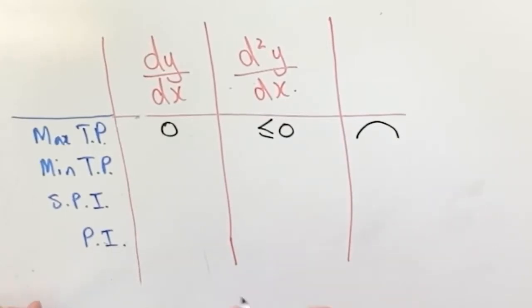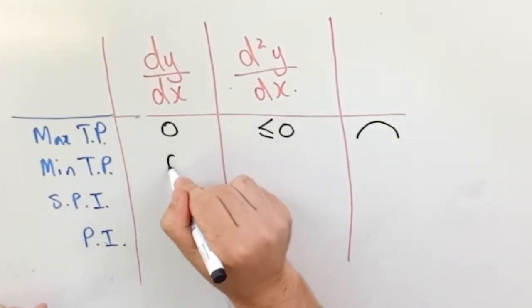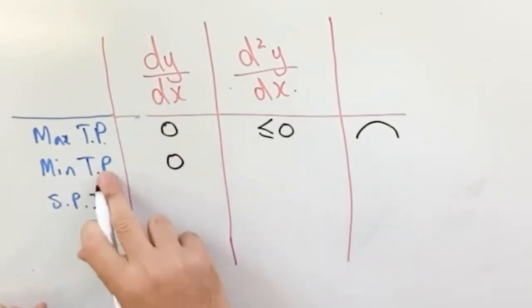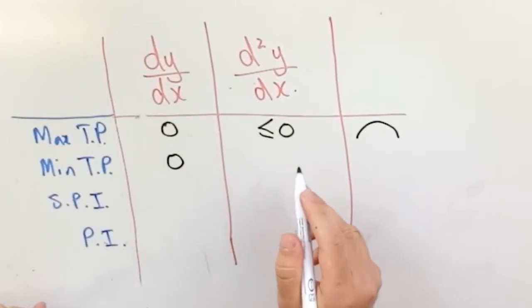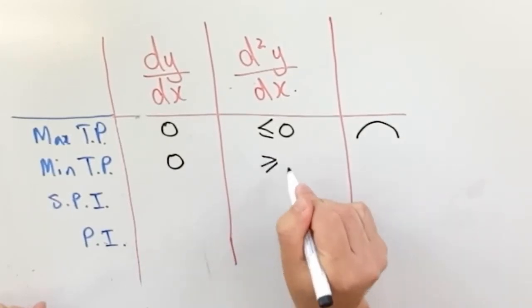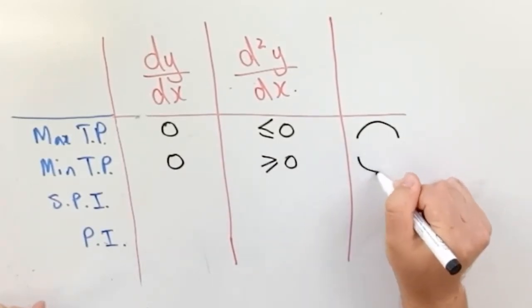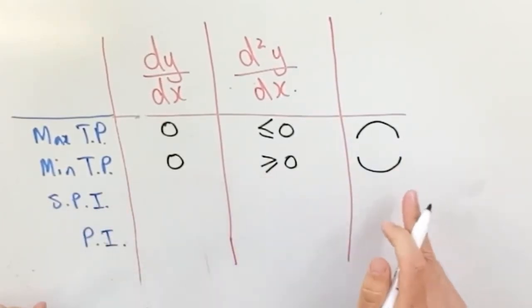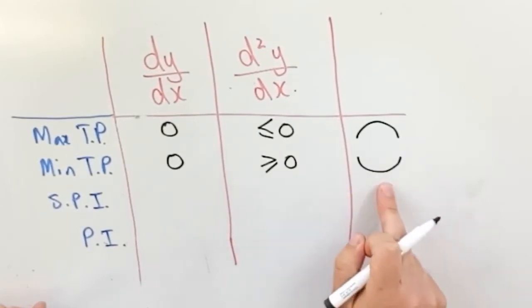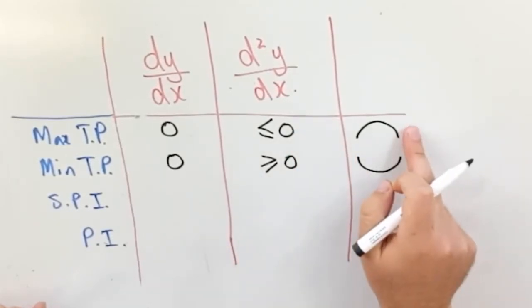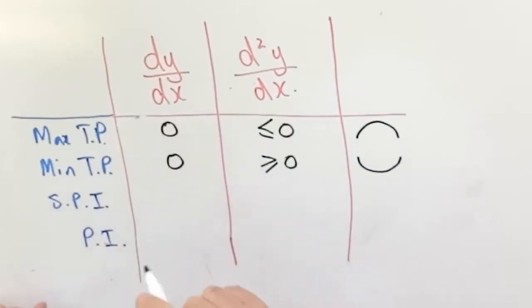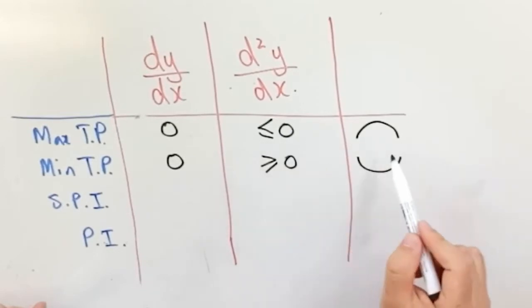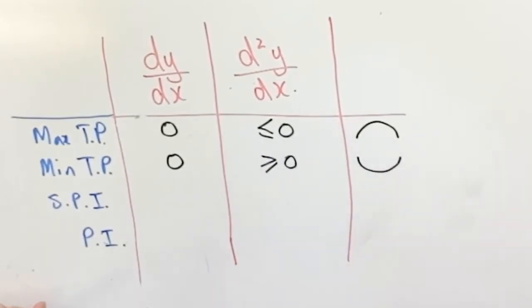Okay, same with the minimum turning point. dy dx is 0 at a minimum turning point. If the double derivative is greater than or equal to 0, well, concave up. So if you think more than 0, concave up, less than 0, concave down. It might be a bit confusing when you get less than 0 but you get a maximum turning point. That's because less than 0 means concave down.